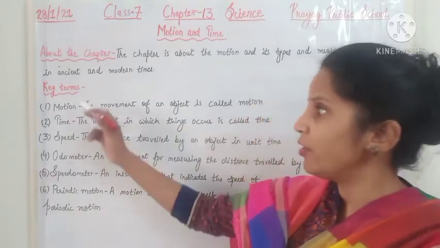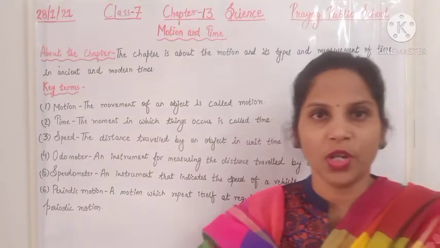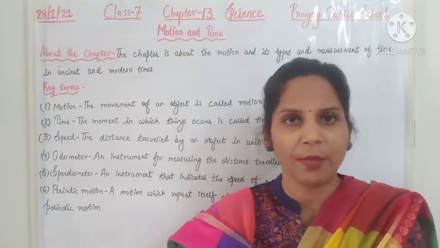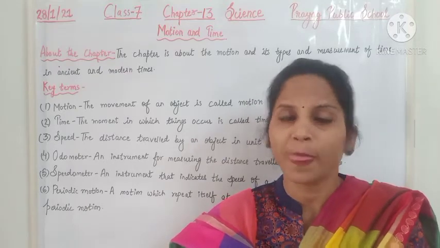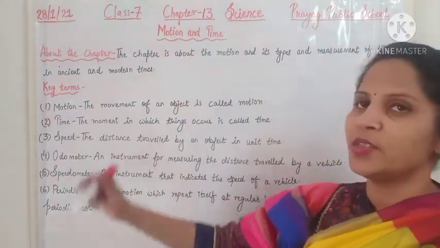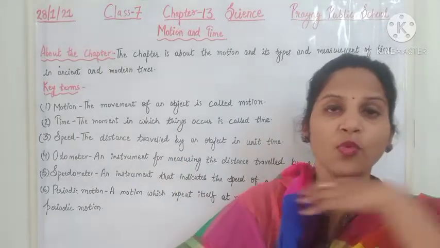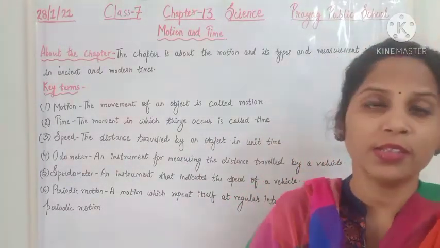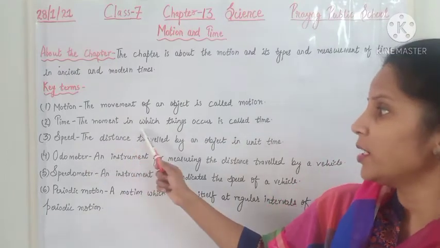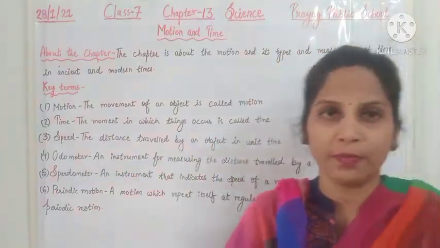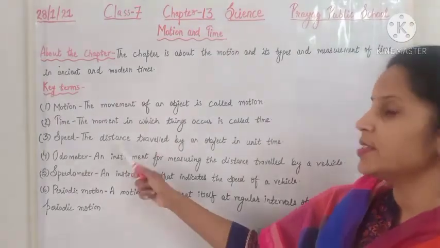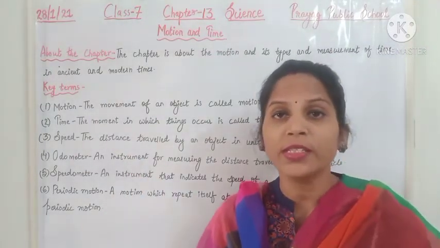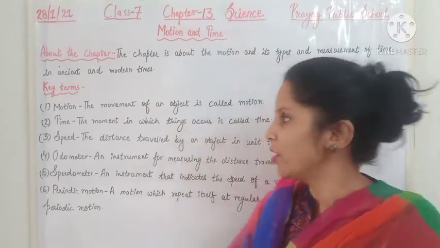Now let us have a look at the key terms of the chapter. Key terms are some of the important terms which are related to the chapter. Let's discuss them one by one. The first one is motion. What is motion? The movement of an object is called motion. Then second is time. The moment in which things occur is called time. Then the third one is speed. The distance traveled by an object in unit time is called speed, right?